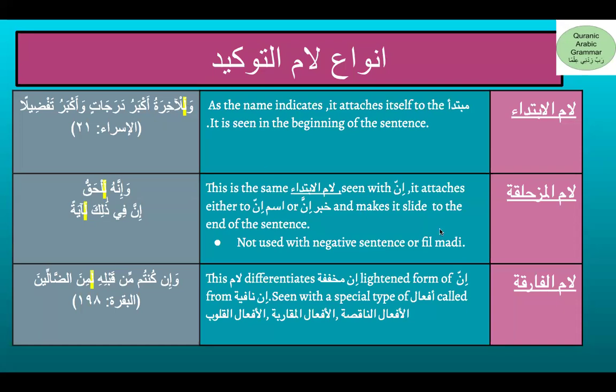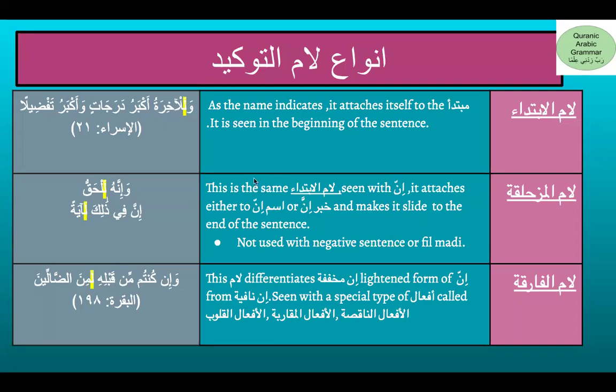The next lam that we are going to learn is lamul muzahalaqa, or a sliding lam. This is the same lamul ibtida that is seen with inna. Remember, it can attach itself to either ismu inna or khabru inna. It makes the word slide to the end of the sentence. Whichever word it attaches itself to is now going to be delayed.